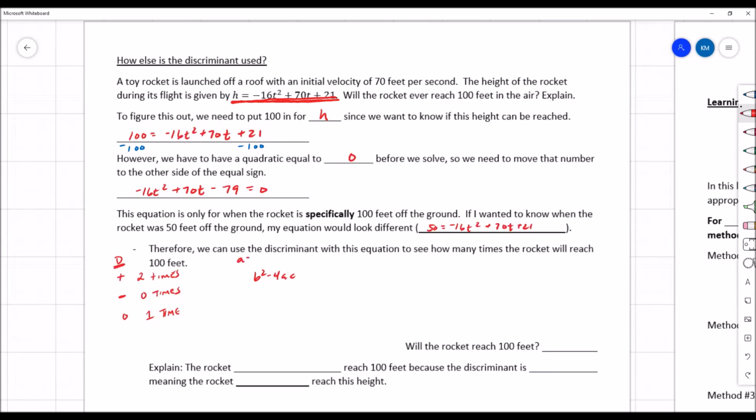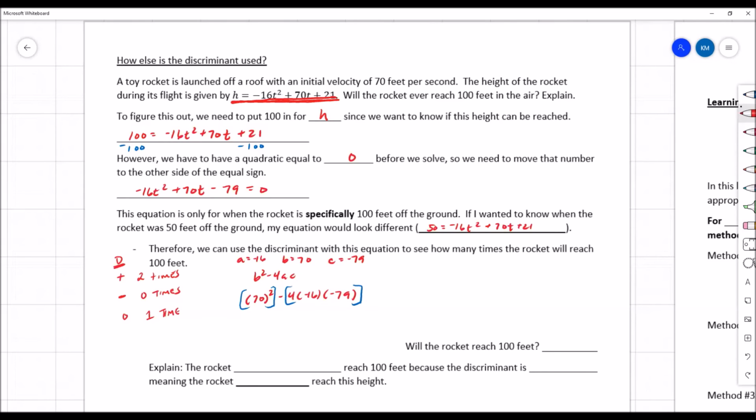So now we have b squared minus 4ac. Our a value is negative 16. Our b value is 70. Our c value is negative 79. And we plug all that in. So 70 squared minus 4 times negative 16 times negative 79. We're making sure we're paying attention to all of our signs, so we kind of section this off to make sure we're doing these things right.